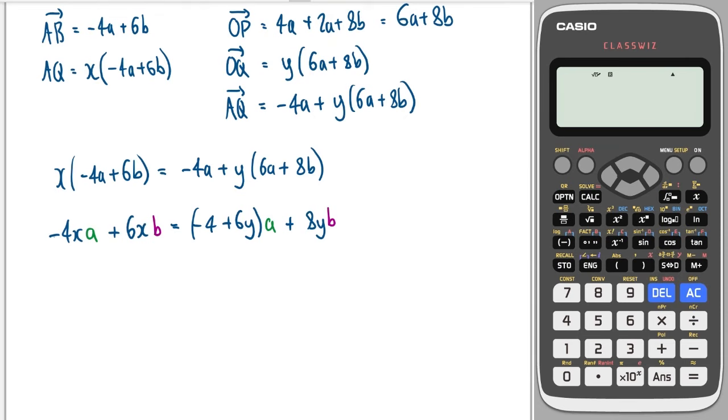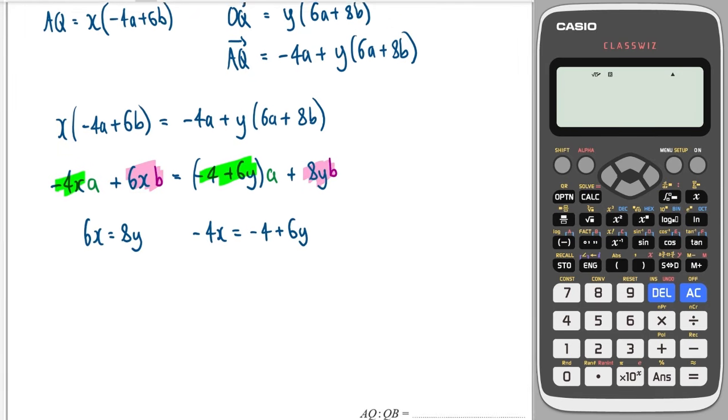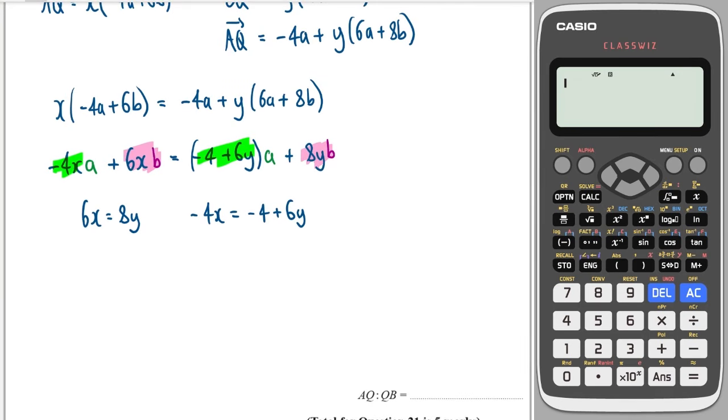Okay, so let's first look at the b's. These must be the same. So we can say that 6x is equal to 8y. And then afterwards, let's look at the a's. And these must be the same. So I can say that minus 4x must equal minus 4 plus 6y. Okay, right, now let's try and solve these simultaneously.